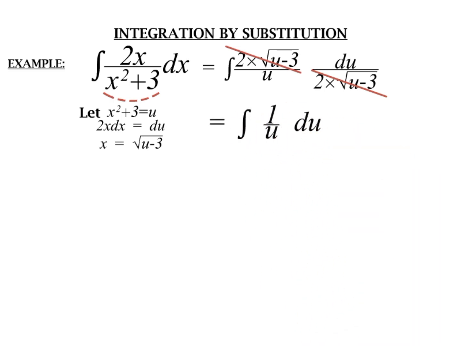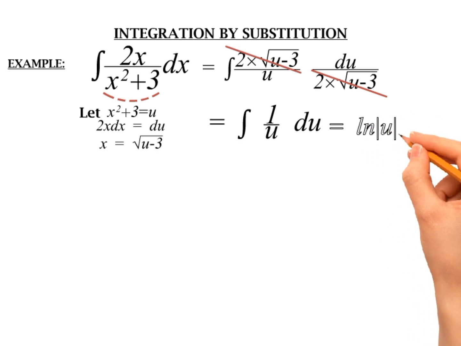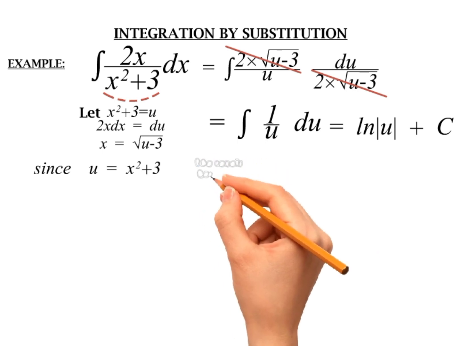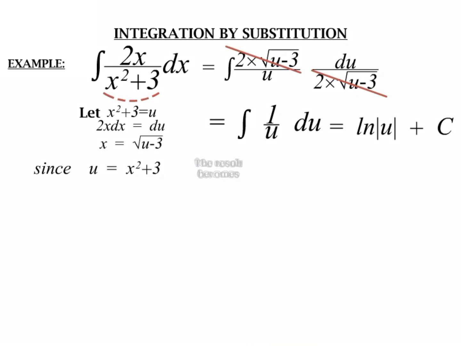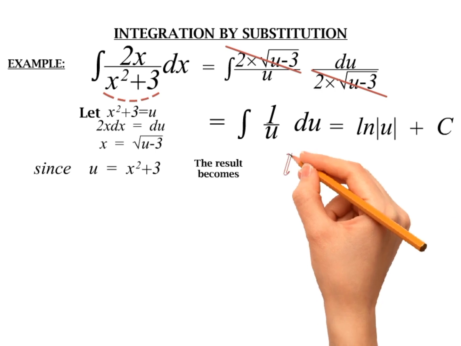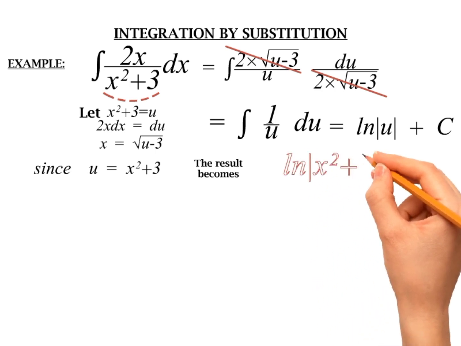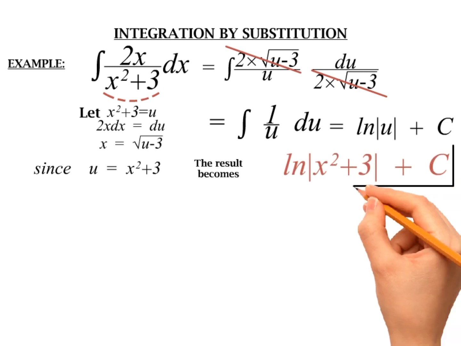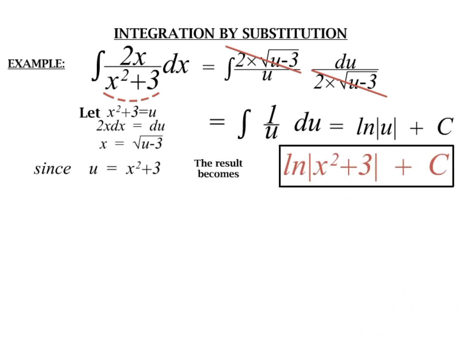From our basic results, we see that the integral of 1 over u is equal to ln u plus c. The bond of integration is now broken. So, we can just substitute back the value of u with x squared plus 3. And the result becomes ln of x squared plus 3 plus c. The final answer. This same method is applicable to a wide range of integral questions.